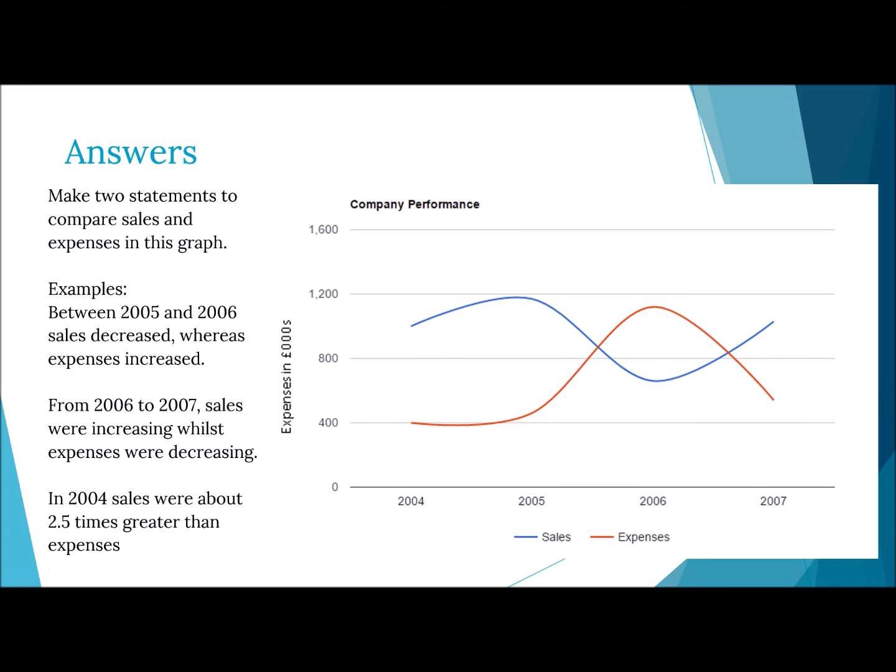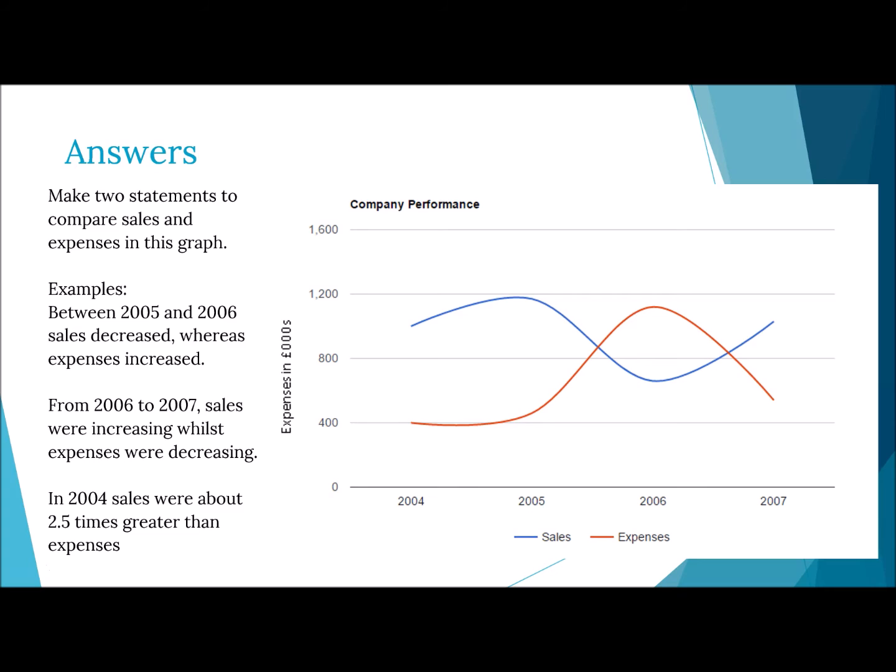Okay, so here are some examples of things you could have said. Again, there'll be lots of different ways you can express it. The key is that your statement has to have a comparison in there. So if you just said something like, expenses at first have a slow increase, then a sharp increase, and then a decrease, and you just stop there, then you wouldn't be comparing because you're not mentioning sales as well. So you have to make sure you have the comparison.